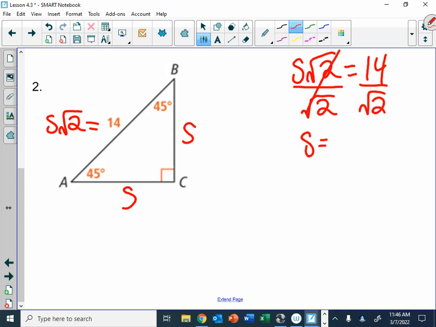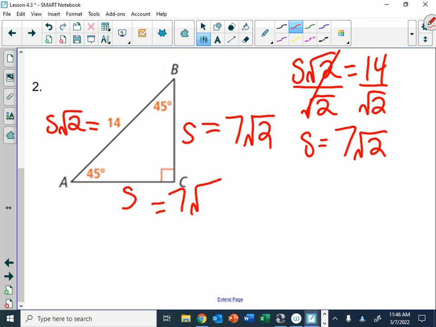Yes. So 14 divided by the square root of 2. And what do you get? 7 times the square root of 2. Good, 7 times the square root of 2. So both of your legs, since they're both S, are 7 times the square root of 2. Good.